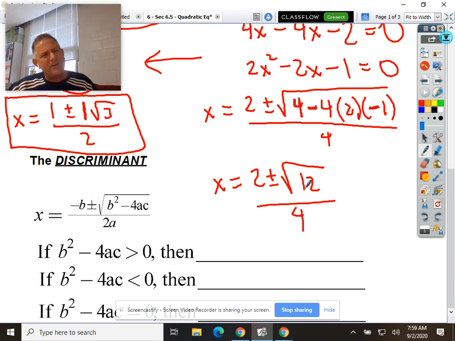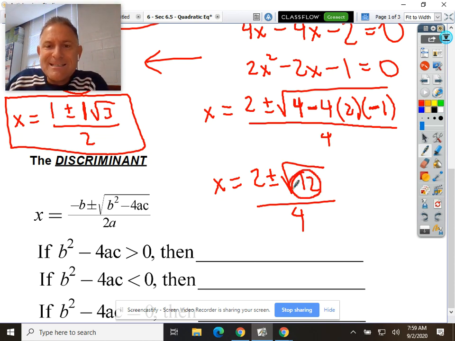And root negative 31 kind of made me a little bit dizzy. Kind of had to sit down for a second. That gave me really fake answers, complex answers. And so it is the number under the root sign that tells you what kind of answers you're going to have. If it's a 12, you're going to have real answers. If it's a negative 31, you're not.